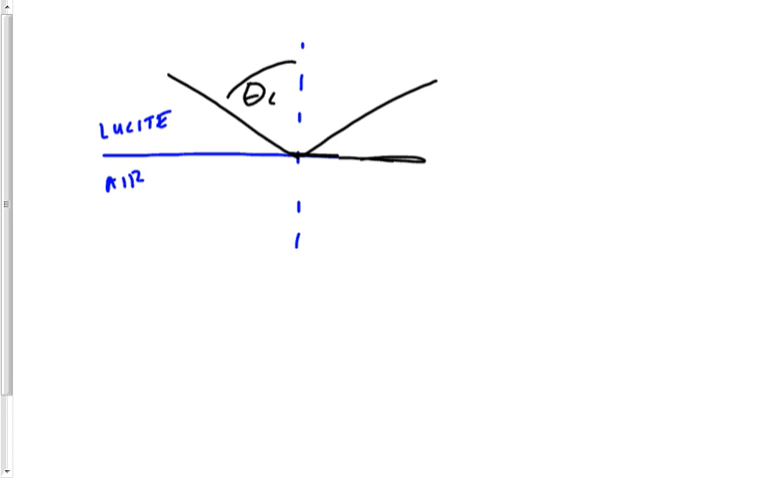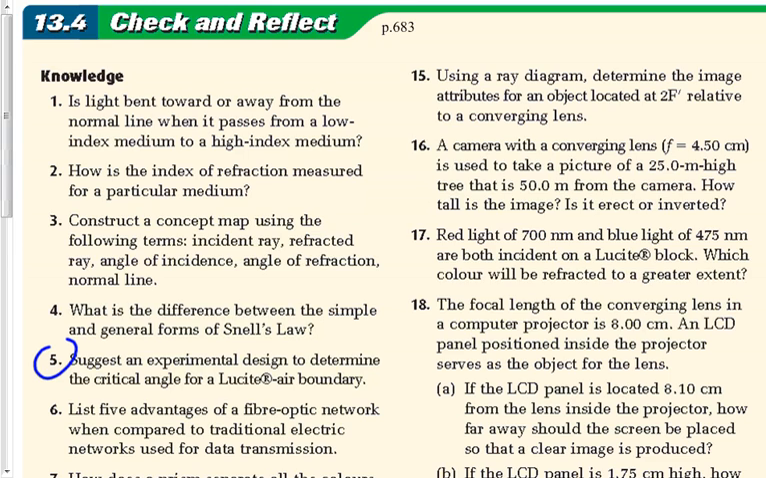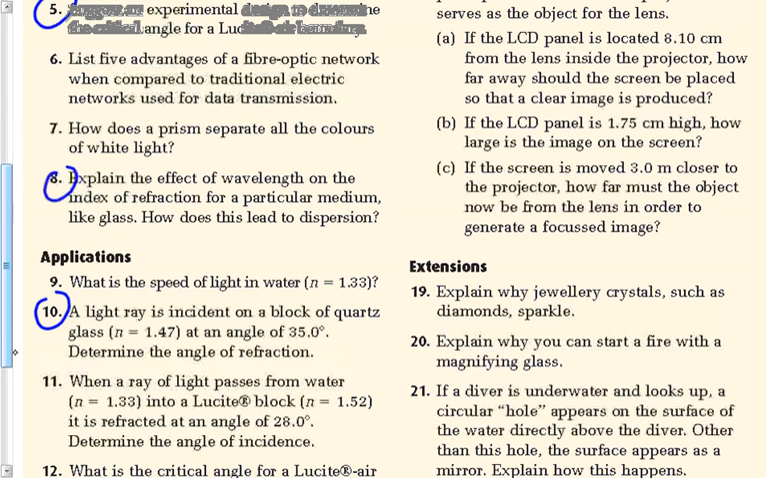Number 8. Explain the effect of a wavelength on the index of refraction for a particular medium, light, glass. How does this lead to dispersion? That's a good question. Dispersion, remember, is the splitting up of light when it goes through a prism or something like that. What effect does wavelength have on the index of refraction?